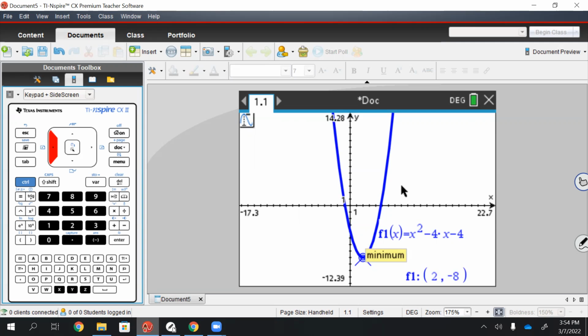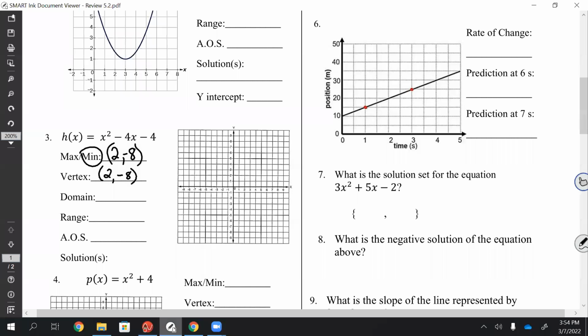Okay, now our domain. Did we tell our graph like you have to stop between any 2 x values? No. Am I giving a situation that would make my graph stop? No, it's just a plain graph. So whenever you have a plain graph, just a straight quadratic, your domain's going to be all real numbers.